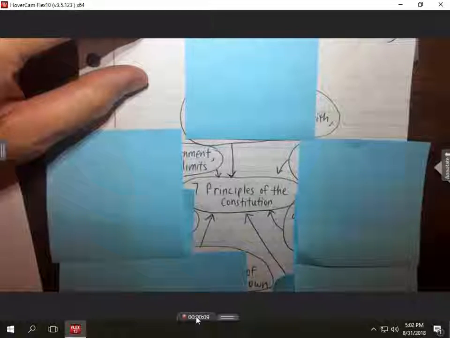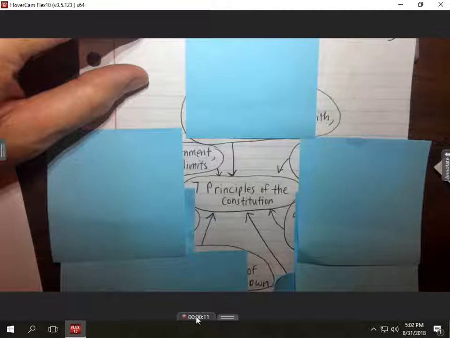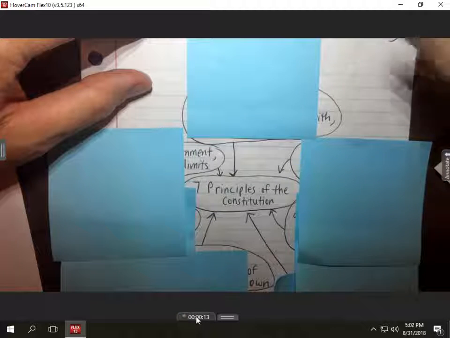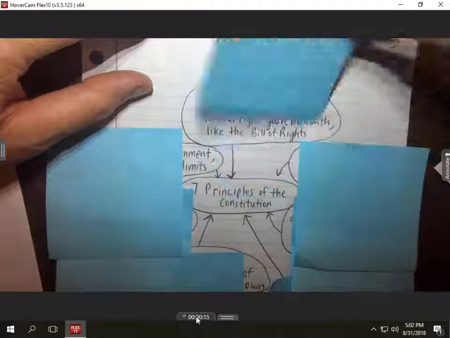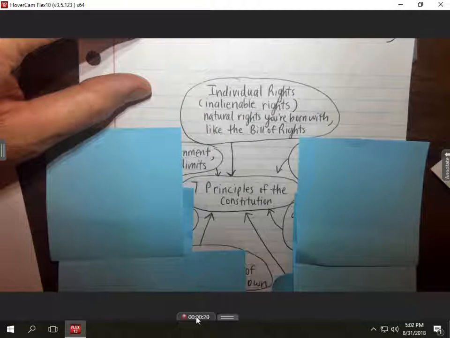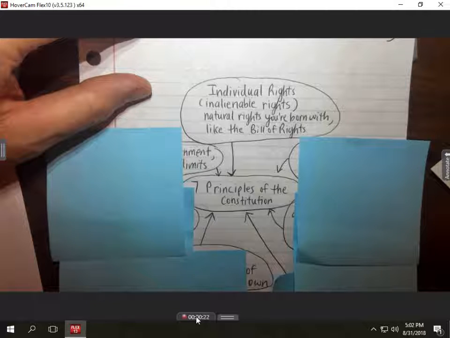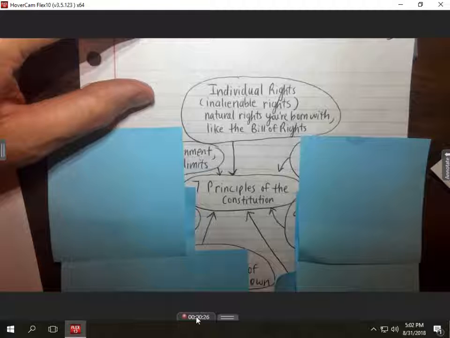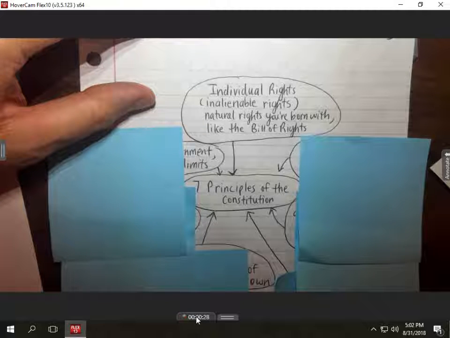I am posting what we did in class today, the 7 Principles of the Constitution bubble map. Let's get started. First bubble of the 7, individual rights. Inalienable rights are rights that can't be taken away, that you're born with, can't be separated from the people. Natural rights are, you're born with them, like the ones in the Bill of Rights.